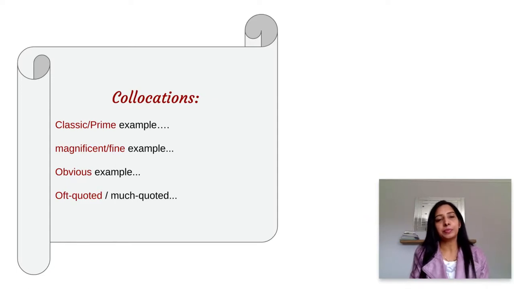So that's the way. Next is obvious. When you have to state an example which is very clear, then you use the word obvious. Next is oft quoted or much quoted. This is used to state the example which is very famous, like any famous personality, popular person, well-known person. When you need to give an example of that person, you can use oft quoted. All right. So these are the few collocations and words which you can use.